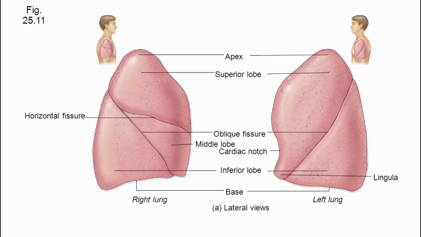These are the 2 lungs. For the sake of comparison, look for differences in fissures, look for differences of the lobes, look for differences on the medial side of the left lung, there is a notch and explain what is this notch.